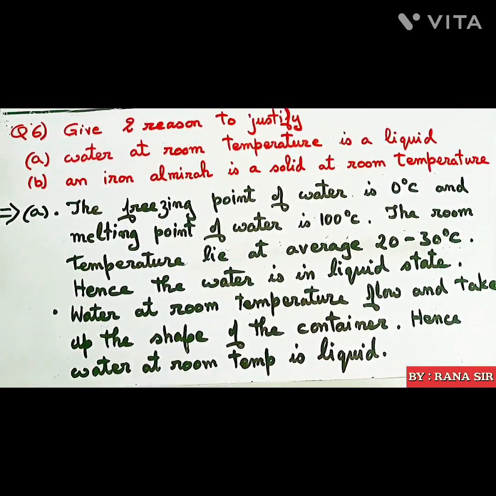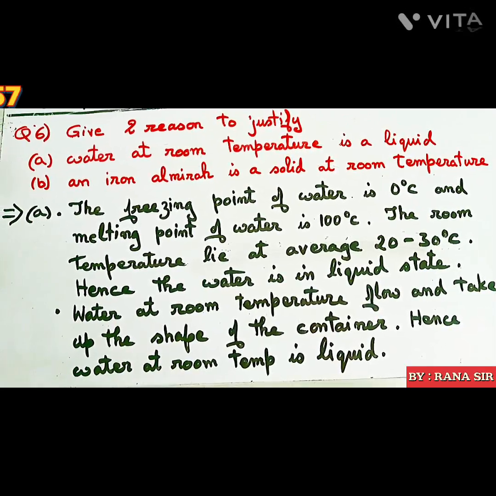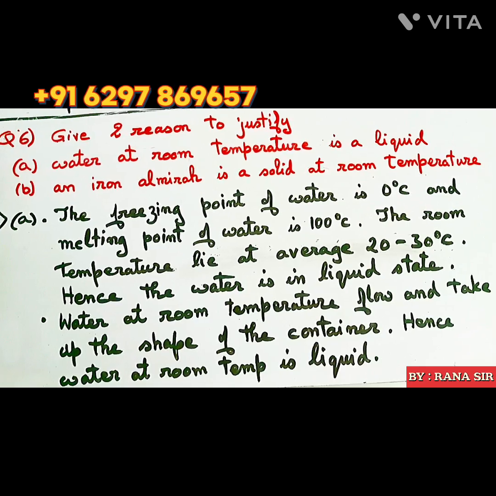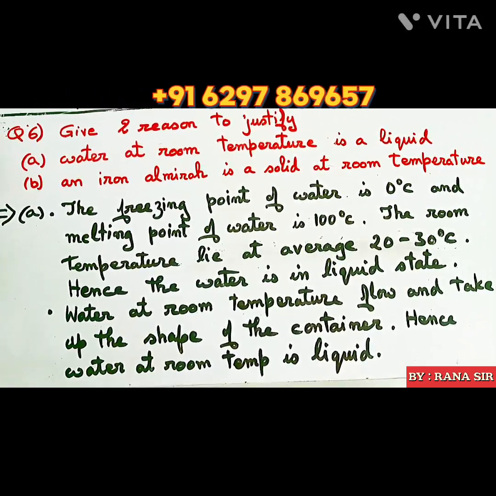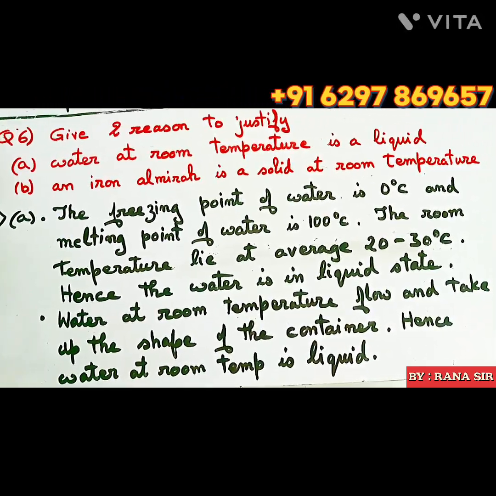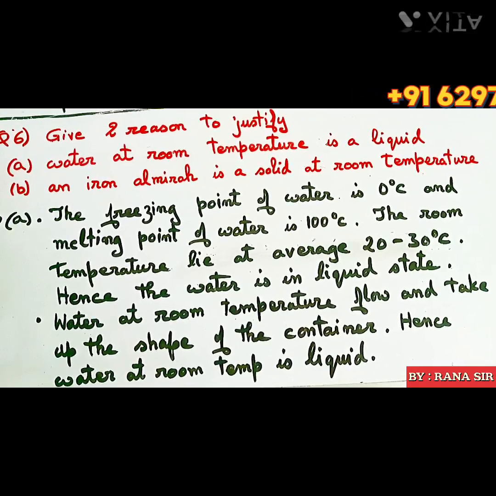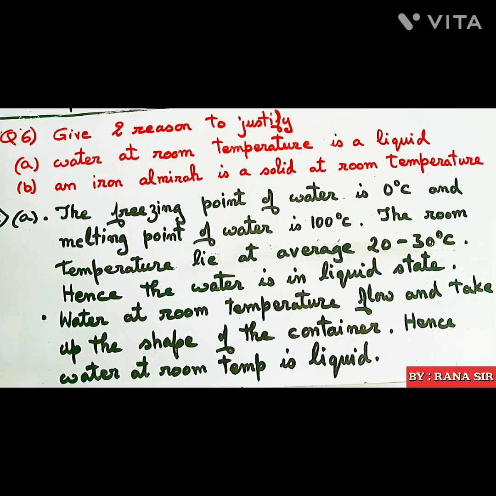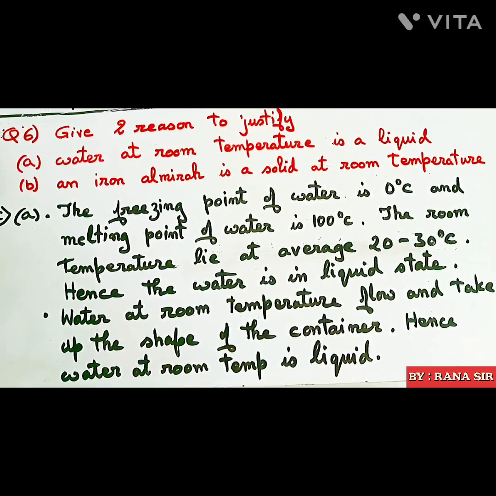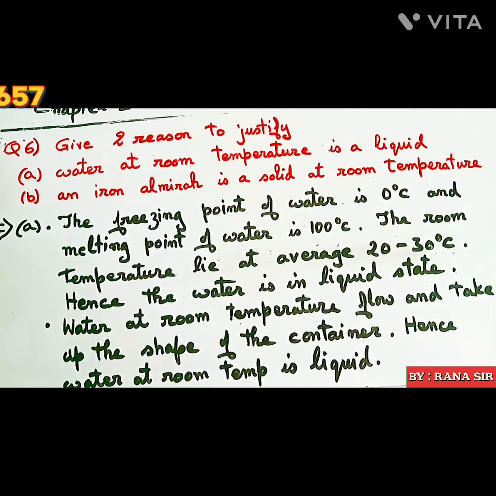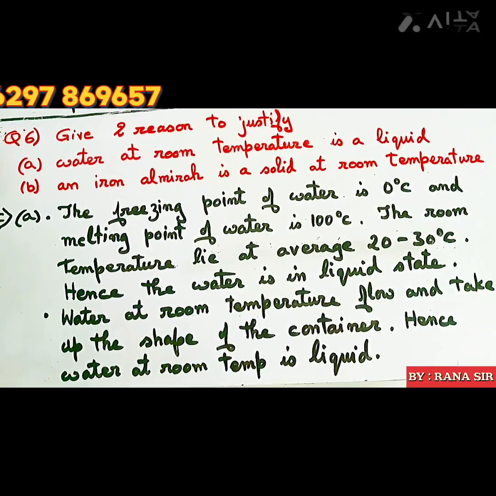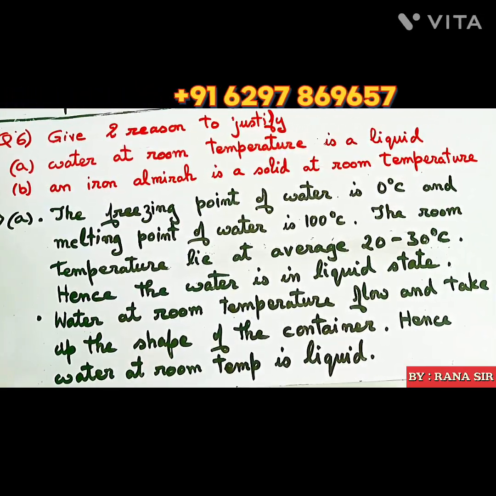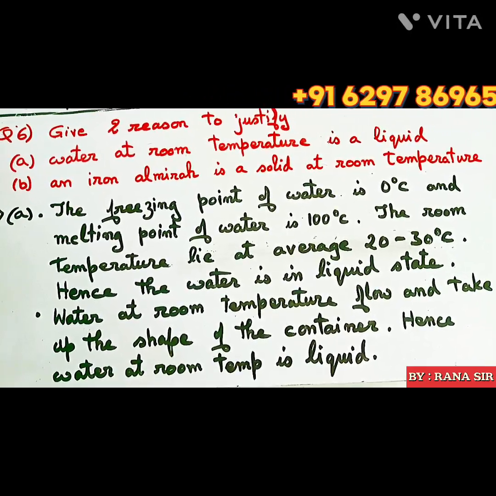So part A of the question: the freezing point of water is 0 degrees C and the boiling point of water is 100 degrees C. The room temperature lies at an average of 20 to 30 degrees C, hence the water is in liquid state. Second reason to justify why water is in liquid state at room temperature: water at room temperature flows and takes up the shape of the container. Hence water at room temperature is liquid.